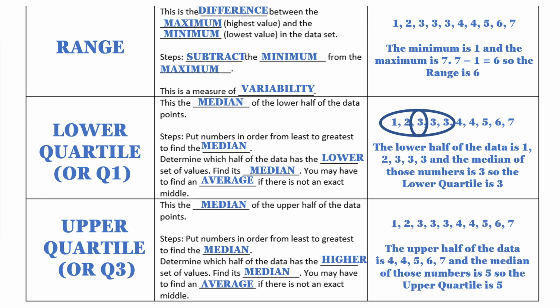So our numbers in order from least to greatest, 4, 4, 5, 6, and 7, are going to represent our upper half of our data points. And of those, 5 is in the exact middle, so our upper quartile is 5.